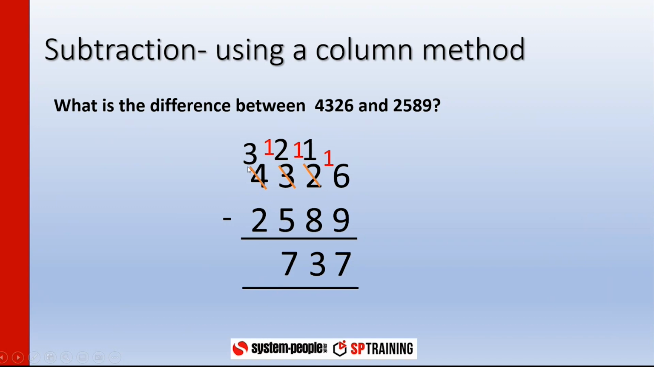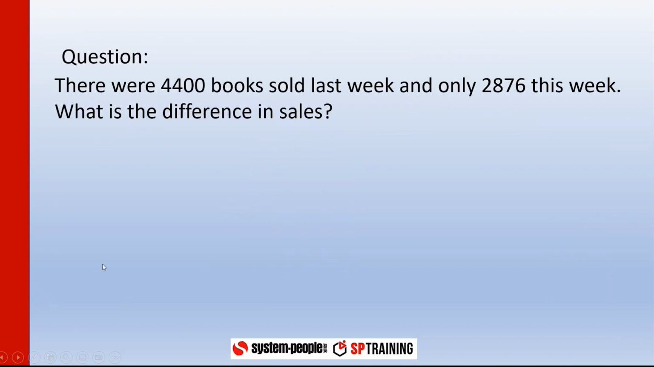And when we look at the thousands column, we've got 3,000. Take away 2,000, which leaves us with 1,000 there. So the difference between these two numbers is 1,737.